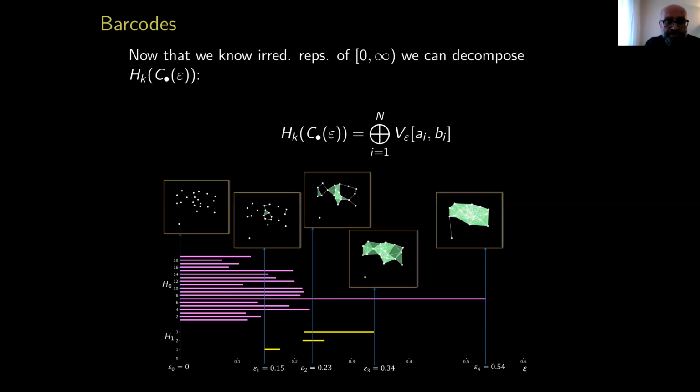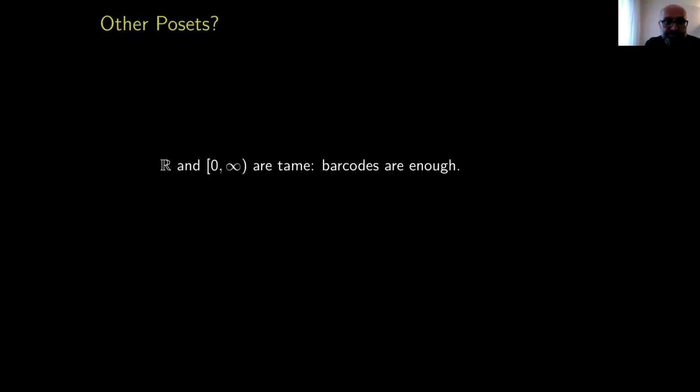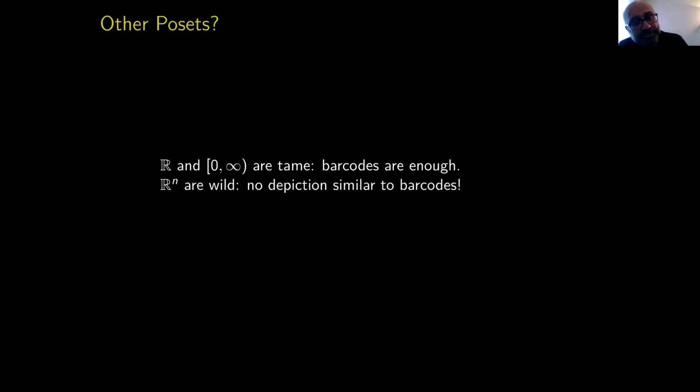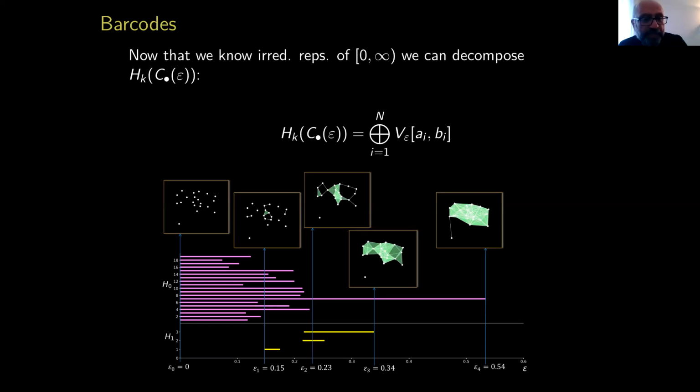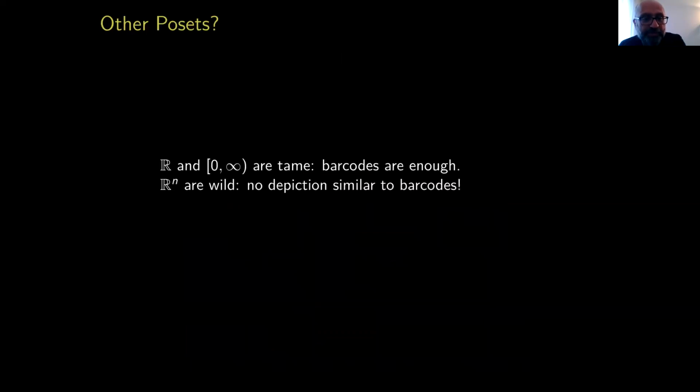Okay, so we can split the representations. In the case of R, this R is what's called tame, so I know what these are: barcodes. These things are called barcodes, by the way. So barcodes are enough because of the representation theory. But for R^n, the representation theory is wild. It's very, very difficult. You're not going to have anything nice like a barcode, and we need other tools.